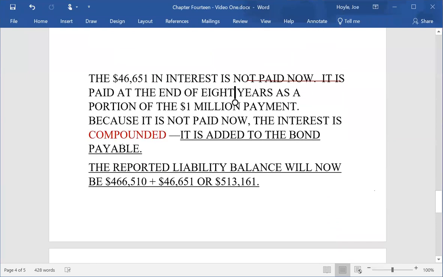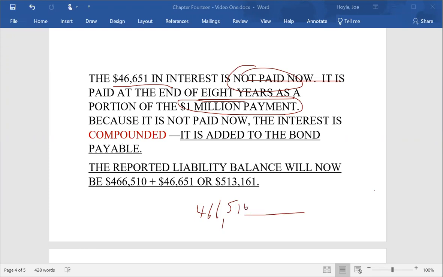To reiterate that, the interest is $46,651. It's not paid now. It's a zero coupon bond. It is paid, though, at the end of the 8 years because it's really part of the $1 million. So if you borrow $466,510, and then you wait 8 years and you repay $1 million, then somehow you have to increase this bond payable over the 8 years at the 10% interest rate.